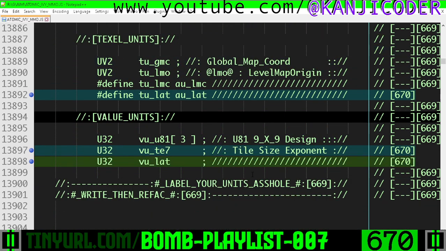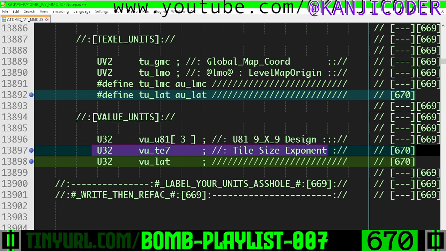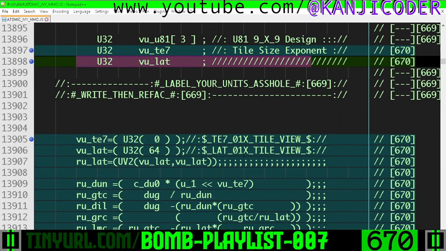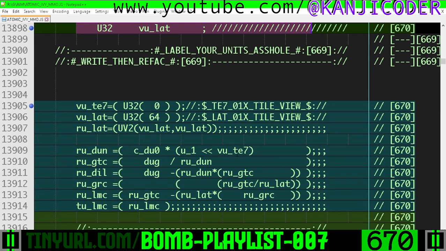Okay, down here, value units. We have these two value units, the tile size exponent and the lateral span, but this is a scalar rather than a vector. Okay, so we're going to try to get the current 1x tile that we're on in the world space and render kind of a graph paper grid. So we're going to get the tile size exponent to be 0, and for a 0 tile size exponent, that's a 1x tile, so we have a lateral span of 64 by 64.